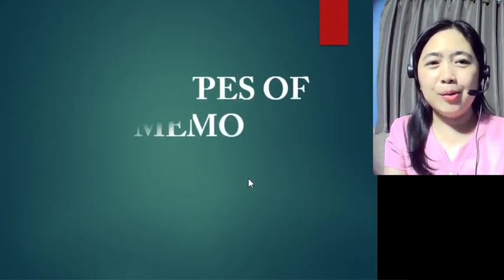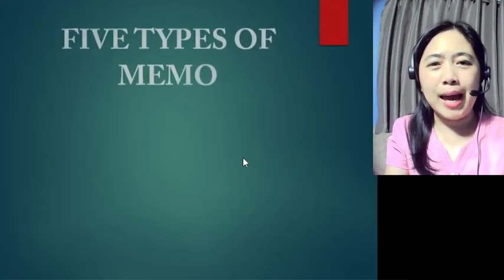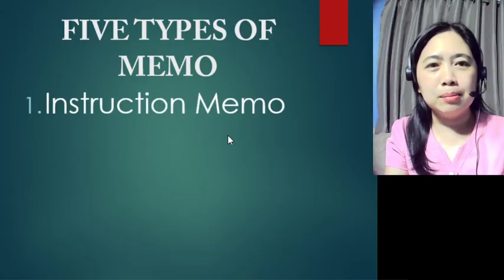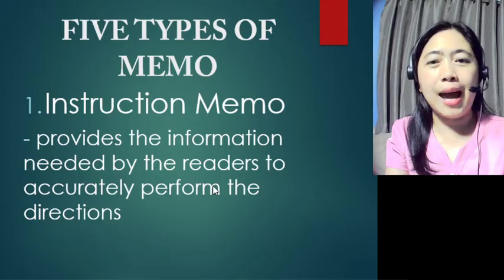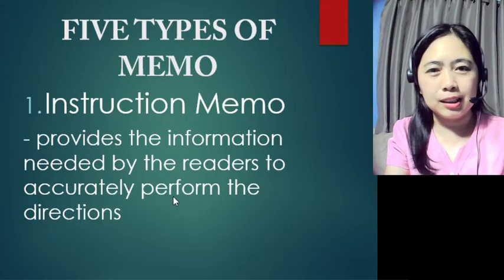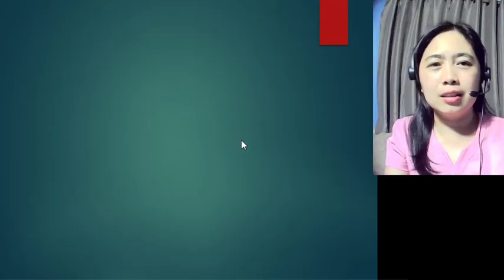Now we have the five types of memo. The first one is the instruction memo. An instruction memo provides the information needed by the readers to accurately perform the directions. Remember the example I mentioned last time: the building is having an earthquake drill, and what instructions to follow before, during, and after the drill.